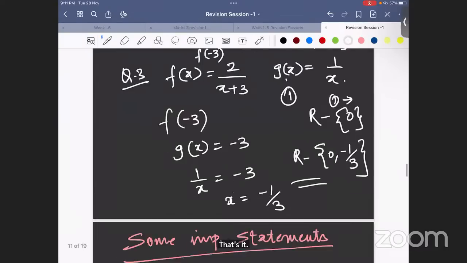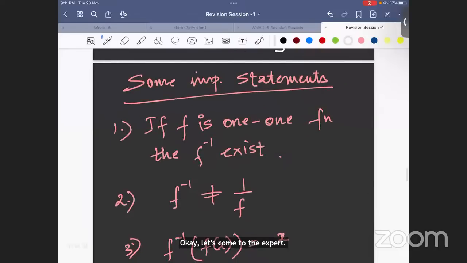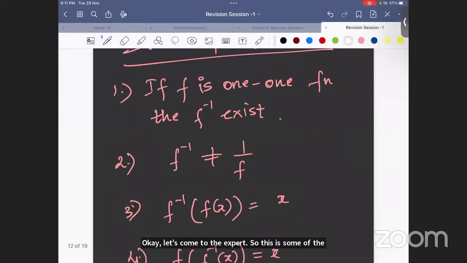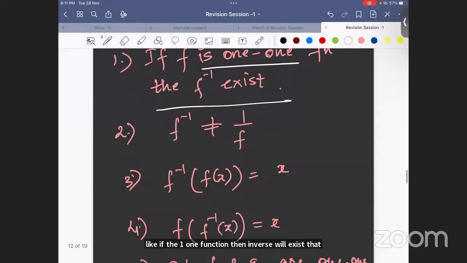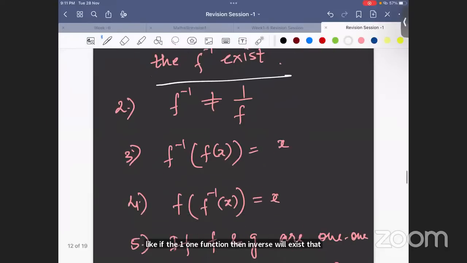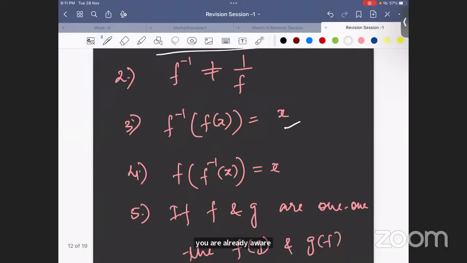Okay, let's come to the next part. These are some important statements that you should know. Remember that, or maybe you already know. If f is a one-one function, then f inverse will exist. F inverse is not 1 upon f. And f inverse of f of x is x, or f of f inverse is x, right?